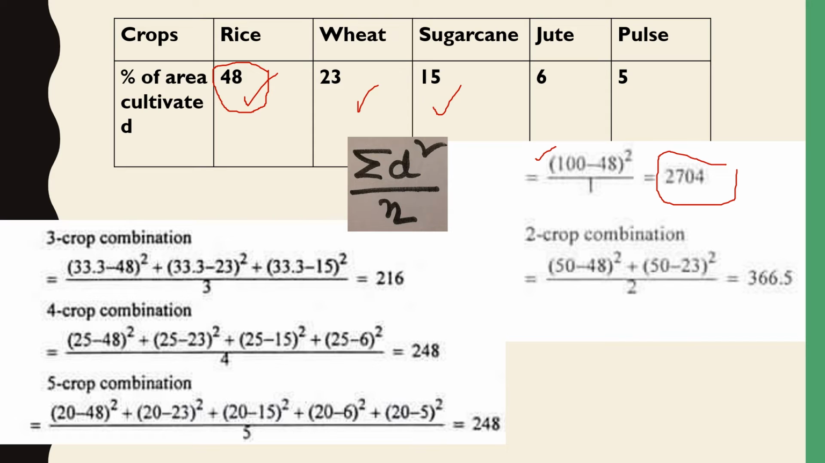In the case of 3 crop combination, the theoretical value was 33.3, right? So here we have to take into account 3 crops, rice, wheat and sugarcane, because it is a 3 crop combination. So we have to similarly subtract the actual values from the theoretical value: 33.3 minus 48 whole square, 33.3 minus 23 whole square plus 33.3 minus 15 whole square, divided by 3.